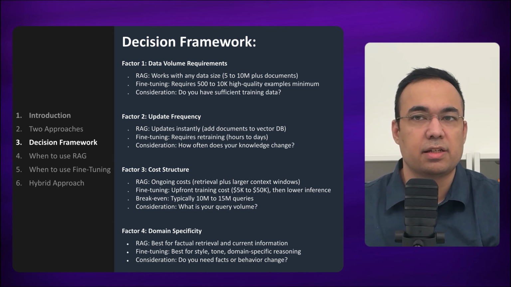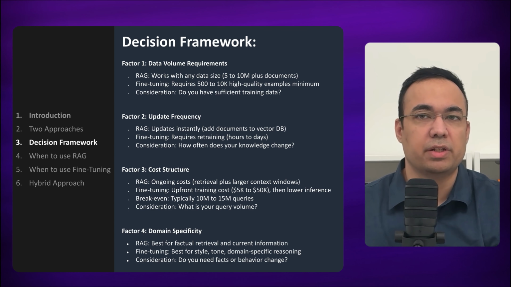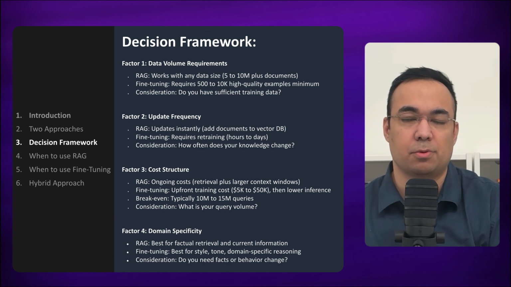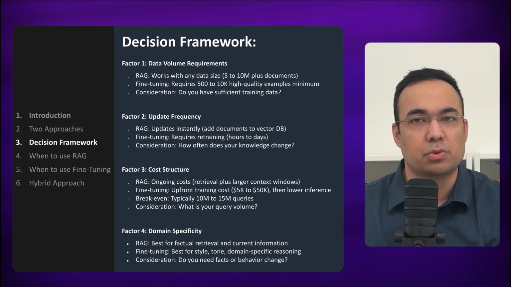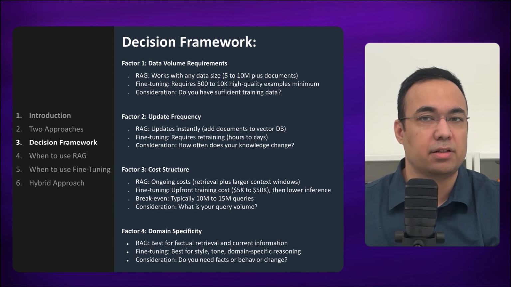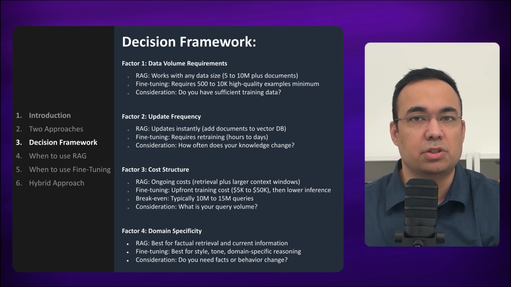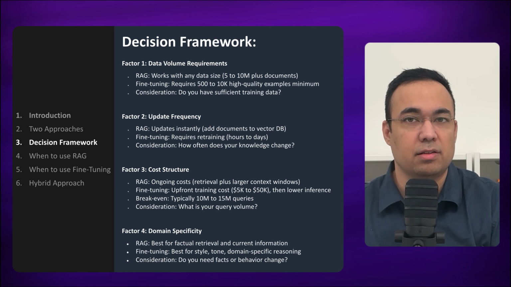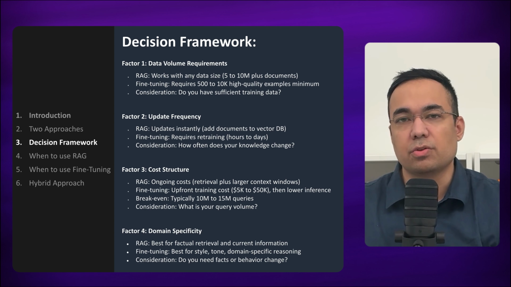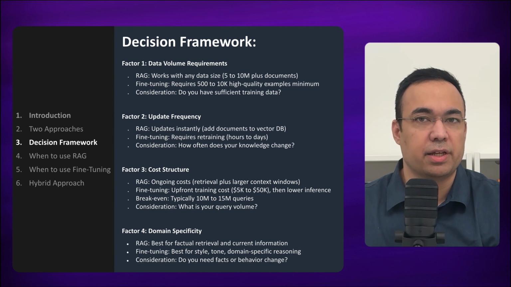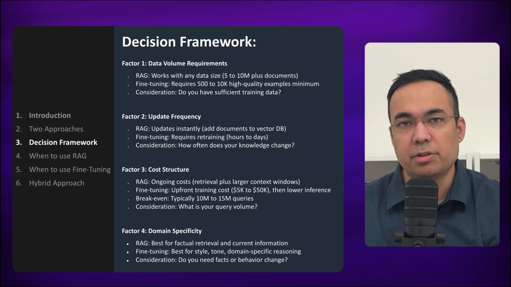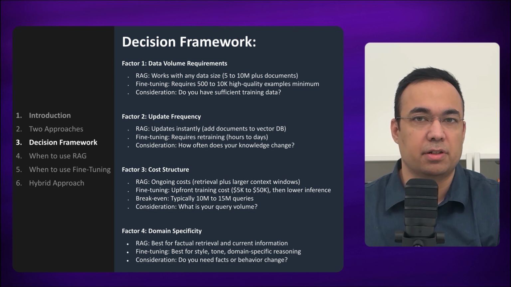The question you should be asking here is, do you really need facts or do you need a change in how the model thinks and responds? If you're building a system to answer questions from your documentation, that's something RAG can help with. If you're building a system to generate code in your company's specific style, that's something fine-tuning should be considered. So these 4 factors give you a framework for thinking through the decisions systematically. Now let me show you specific scenarios where RAG might be the right choice to consider.